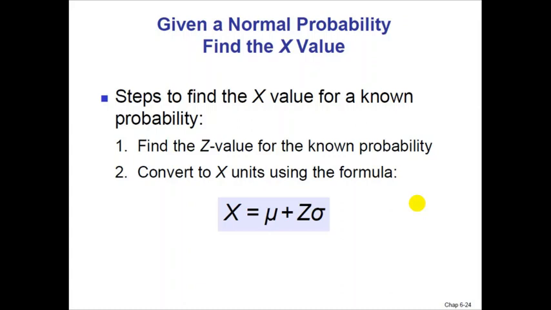So the step to find the x value for a known probability is, first, you need to find the z value for a known probability, meaning that you are given the probability, you find what is the z value. After you get the z value, then you convert back to the x value. So just now we already saw how to get the x value. From your z score, you can convert into x value equals to mu plus z sigma.